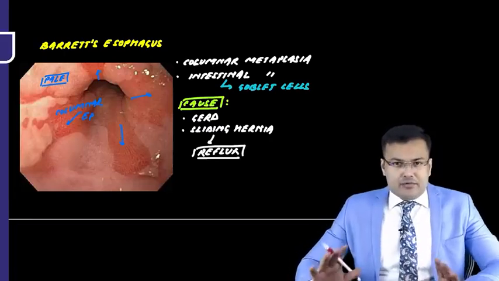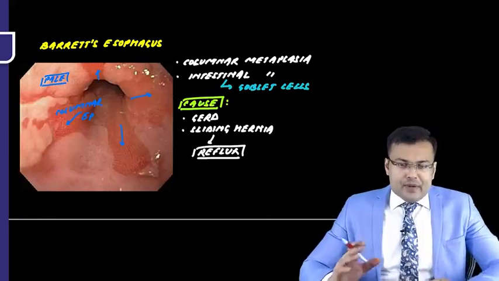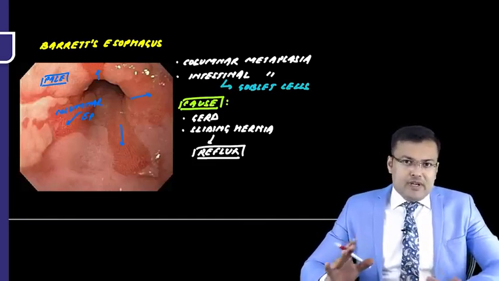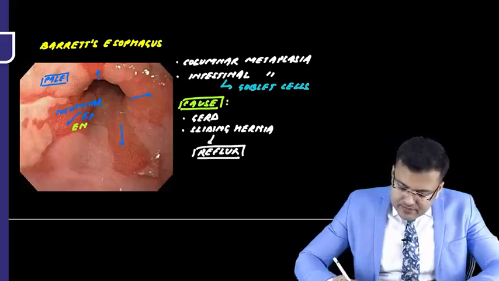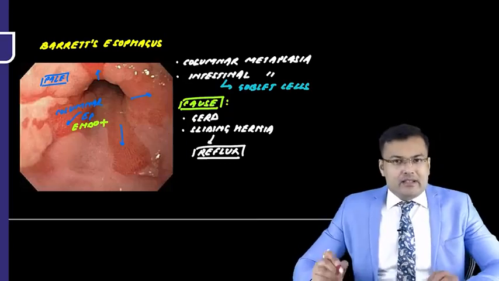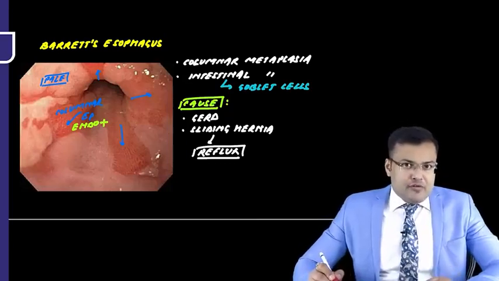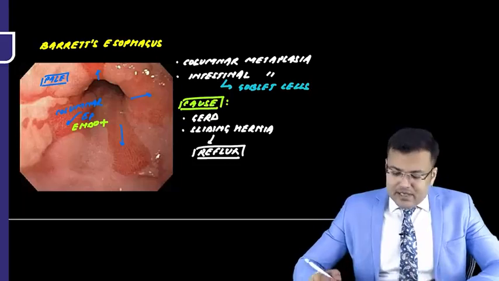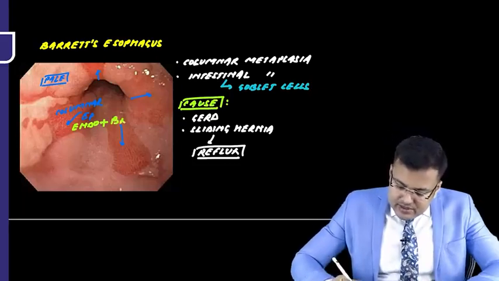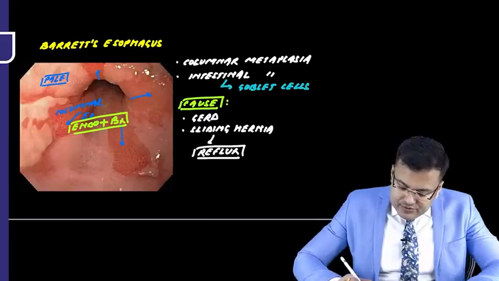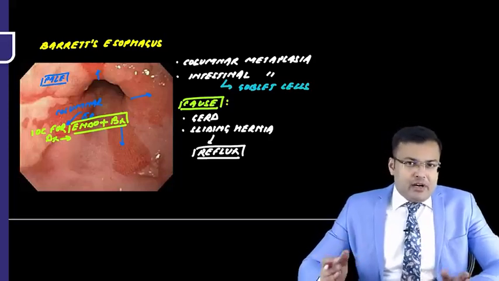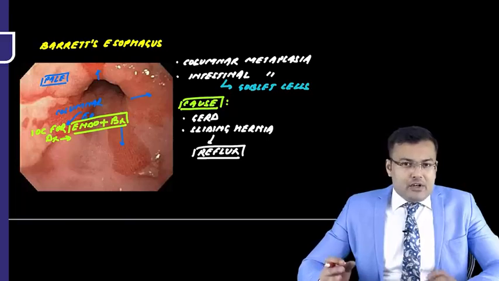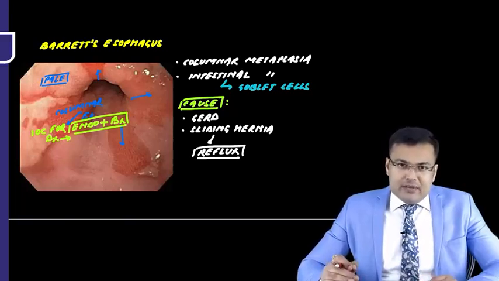How do we make the diagnosis? First, this kind of appearance should be there: tongue like projection, red velvety mucosa. We detect it by endoscopy. Second, for confirmation there should be presence of goblet cells, then only it is intestinal metaplasia. How can you detect the goblet cells? By biopsy. So investigation of choice for diagnosis of Barrett's esophagus is endoscopy plus biopsy. And even for carcinoma esophagus, investigation of choice for diagnosis is endoscopy with biopsy.